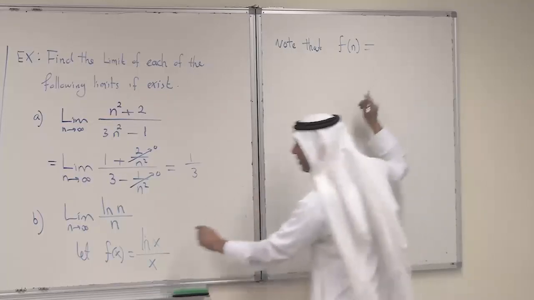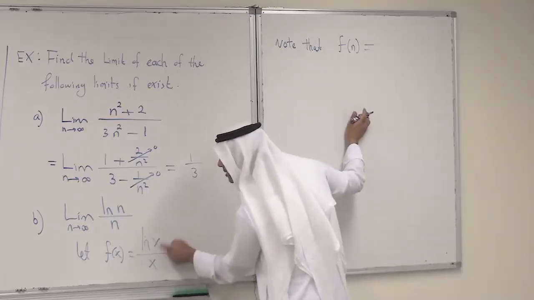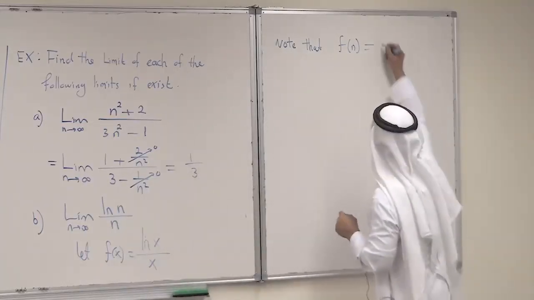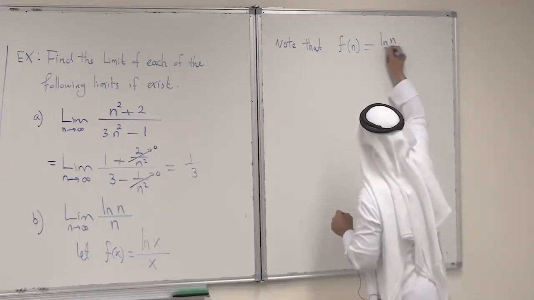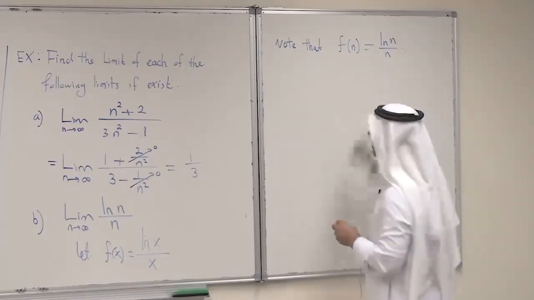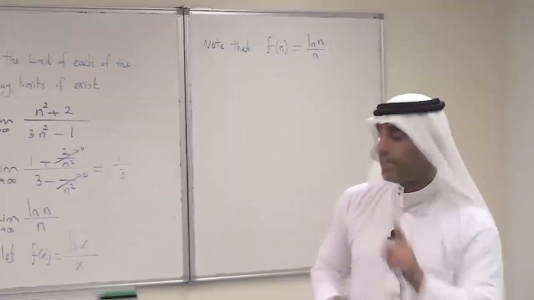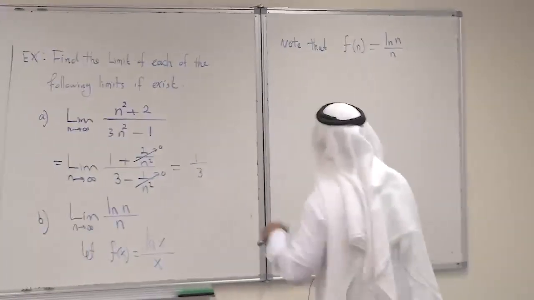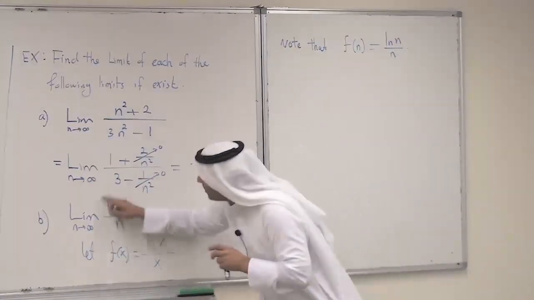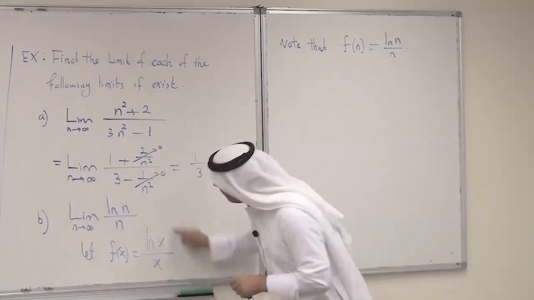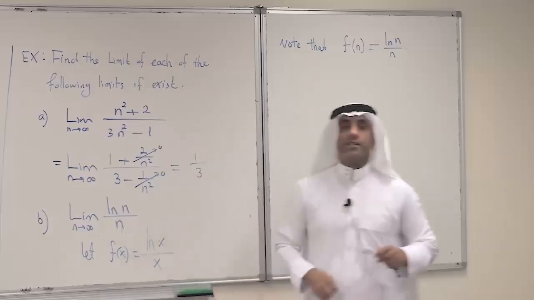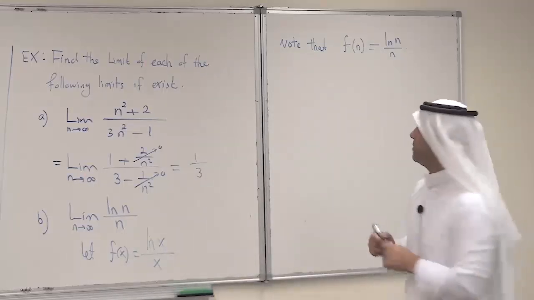The images of the function at n, the integer points, the positive integers, is exactly equal to our sequence ln n over n. So, what is the benefit of this? Now we have a great benefit: if I need to evaluate the limit of the sequence, it's enough to evaluate the limit of the function as x goes to infinity.